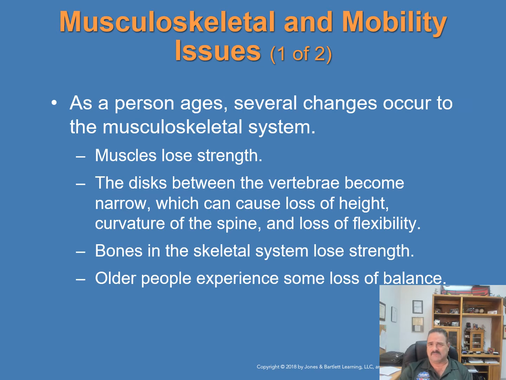Right, so muscular and mobility issues. As we get older, several changes occur in our musculoskeletal system. Muscles lose strength. The discs between the vertebrae become narrow, which can cause a loss of height, curvature of the spine, and loss of flexibility. Bones and the skeletal system also lose strength as well. They begin to weaken. And it all depends on how sedentary our lifestyle is.